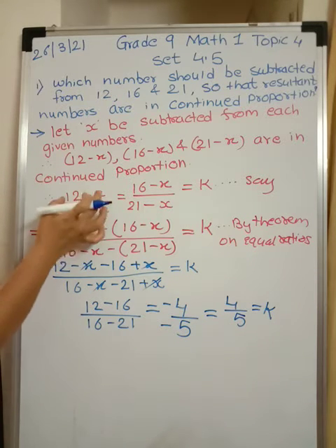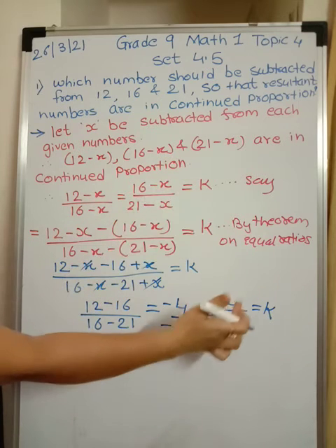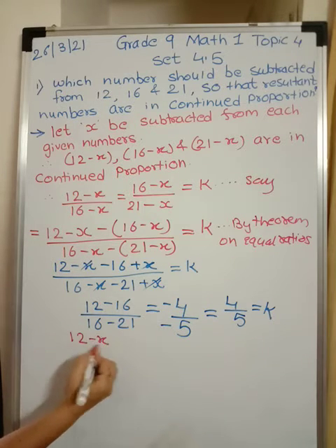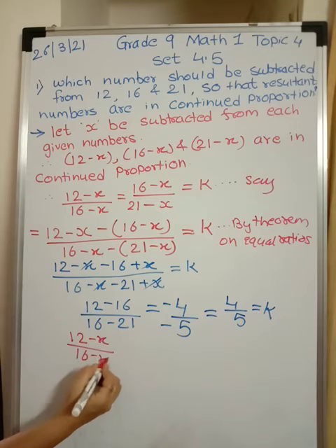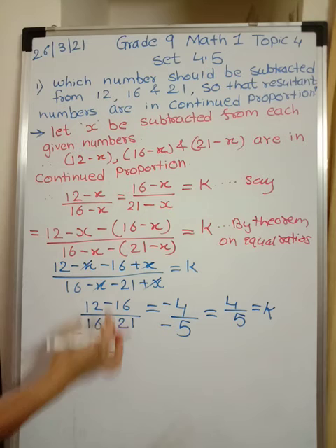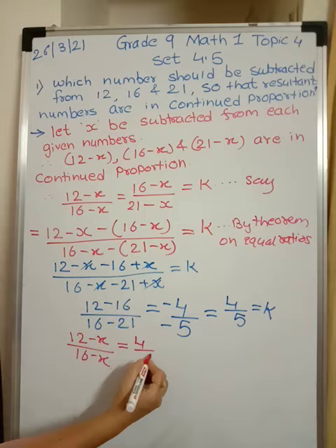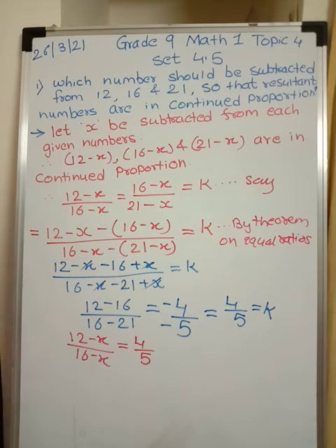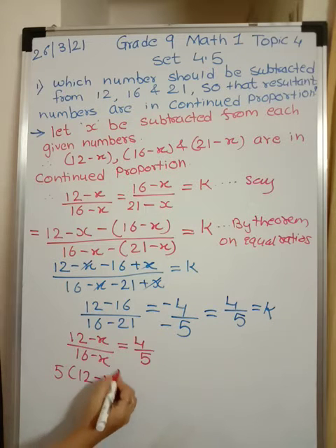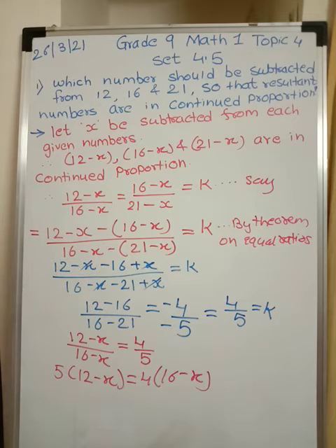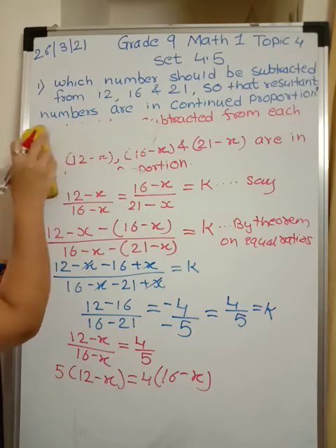So let us equate one ratio equal to k, and we have the value of k as 4 by 5. So I am going to write 12 minus x upon 16 minus x. Each ratio is equal to k. So I am taking one ratio and equating it to 4 upon 5, because all these three ratios are equal to k. Okay, now I just cross multiply. 5 into 12 minus x would be equal to 4 into 16 minus x.